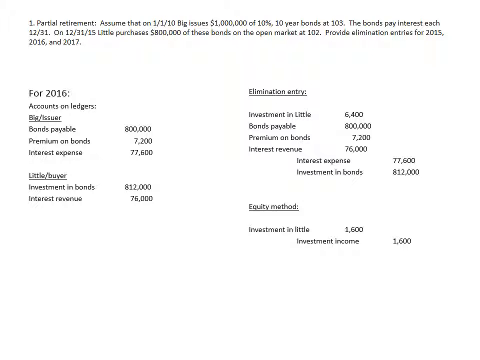Under the equity method, if you look at that elimination entry, there is a debit to interest revenue for $76,000 and a credit to interest expense for $77,600. So if you net those two income statement accounts together, you get a $1,600 net credit. So in the elimination entry, there's a $1,600 net credit to income. So under the equity method, there's a $1,600 credit to investment income.